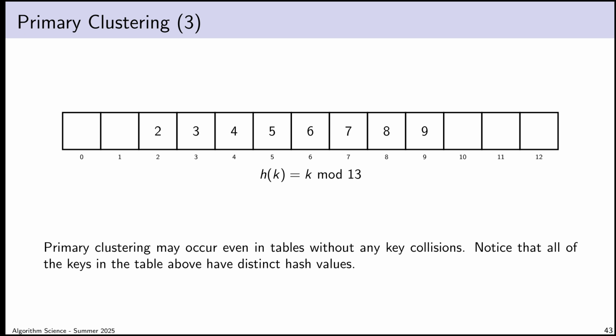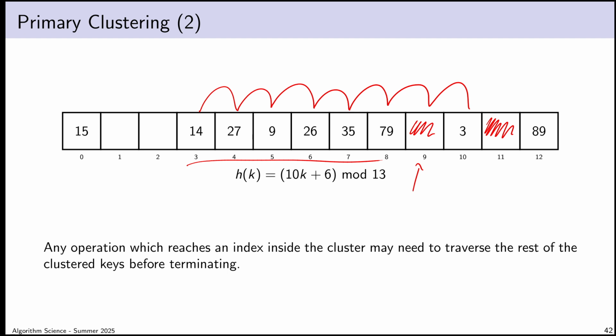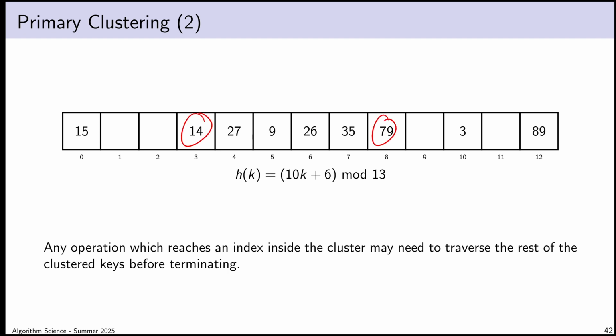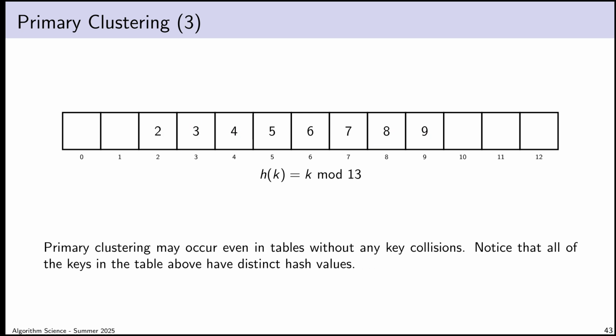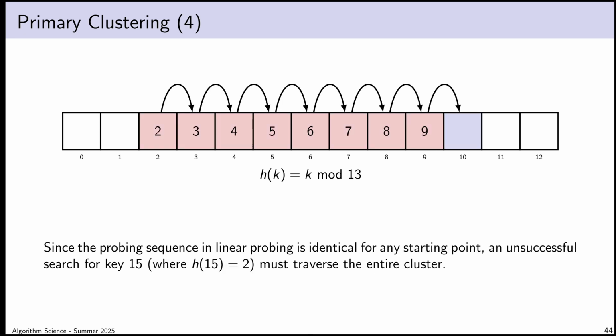So one of them is, here is a table. I've changed my hash function to be something really obvious. Notice, it's k mod 13. So the hash code for 2 is 2. The hash code for 3 is 3. Notice how every key in this table gets its own index. That is, there are no collisions whatsoever. In my previous example, there were some collisions. For example, 14 and 79 had a collision. But in this table, there are no collisions whatsoever. Every single key currently in my table has a distinct hash value.